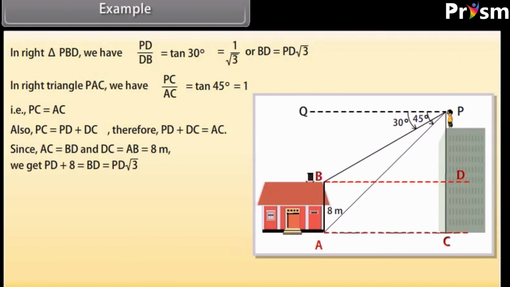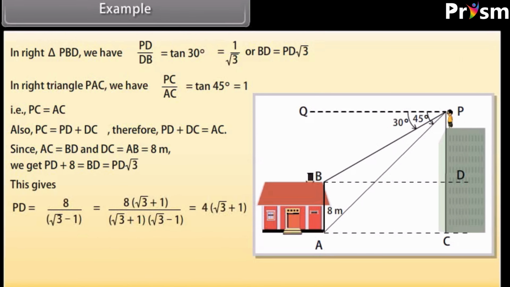Since AC is equal to BD and DC is equal to AB, which equals 8 meter, we get PD plus 8, which is equal to BD, which equals PD square root 3. This gives PD is equal to 8 upon square root 3 minus 1, which equals 8 into square root 3 plus 1 whole upon square root 3 plus 1 into square root 3 minus 1, which is equal to 4 into square root 3 plus 1 meter.